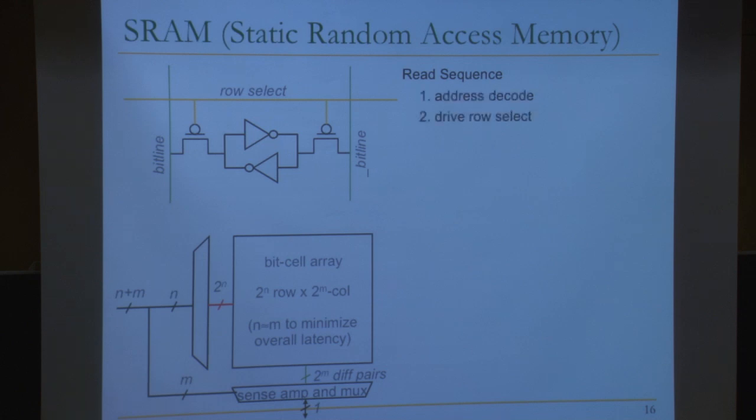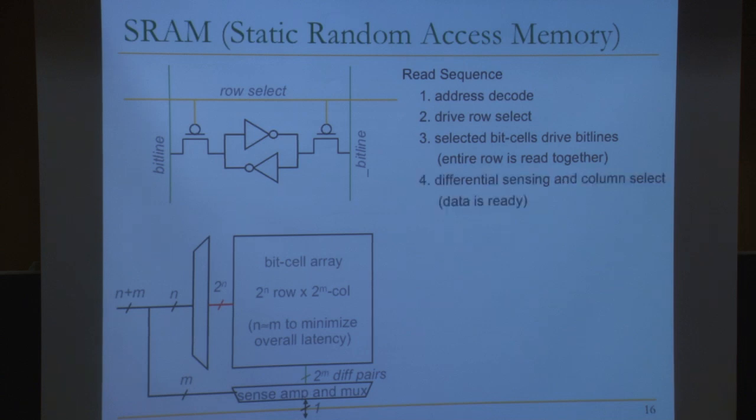And the read sequence: you decode the address, drive the row select, and selected cells drive the bit lines. You read the entire row together. And you do differential sensing for the bit lines and select one of the columns at the end. And data is ready at the end. Bit lines are pre-charged so that the next read or write happens correctly. And access latency is usually dominated by how fast you can drive this row, as well as how fast you can drive these bit lines, which means steps 2 and 3.